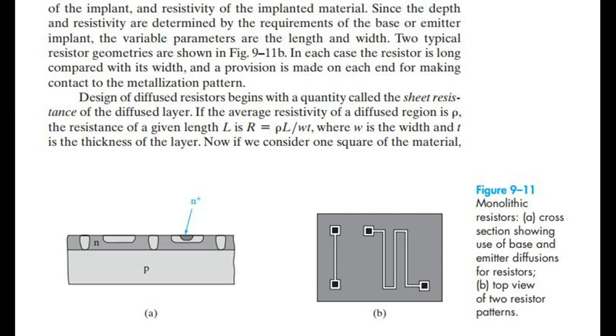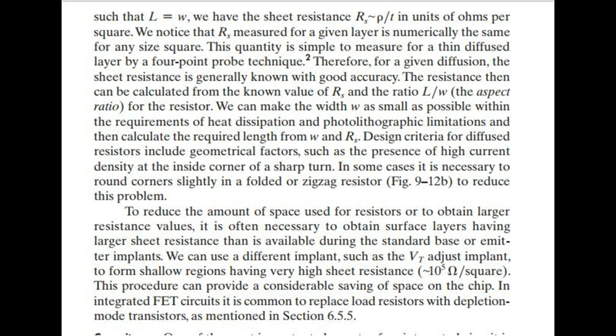A. Cross-section showing use of base and emitter diffusions for resistors. B. Top view of two resistor patterns. We can make the width W as small as possible within the requirements of heat dissipation and photolithographic limitations and then calculate the required length from W and Rs.